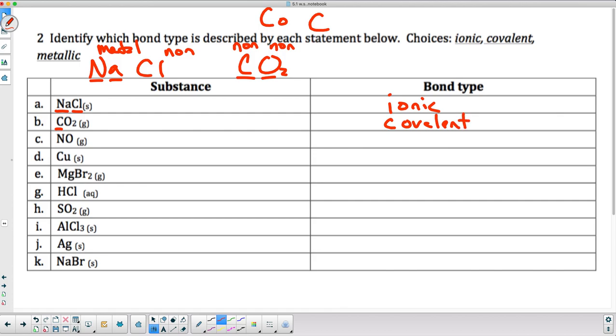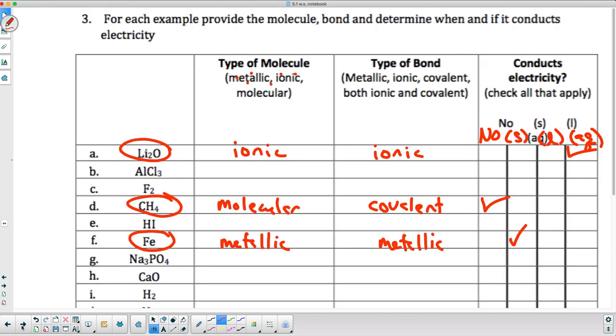bond. Nonmetal and nonmetal. So you need to look at your periodic table and determine whether you have a metal or a nonmetal for each one of these. Here again we have one letter, that's an N, and then another letter O. Those are both nonmetals. So we're talking about a covalent bond. Okay, that's how I want you to do each one of these. What else is there here?